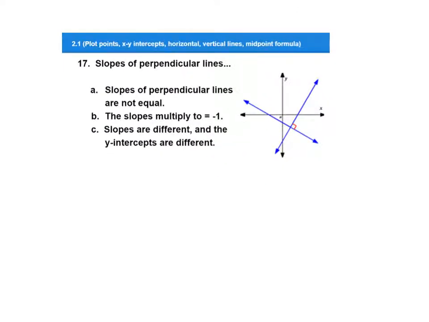Perpendicular slope, you notice that this one's going rise to the positive and run to the positive. This one's going rise to the positive and run to the negative. So you could say that they are negative reciprocal slopes.